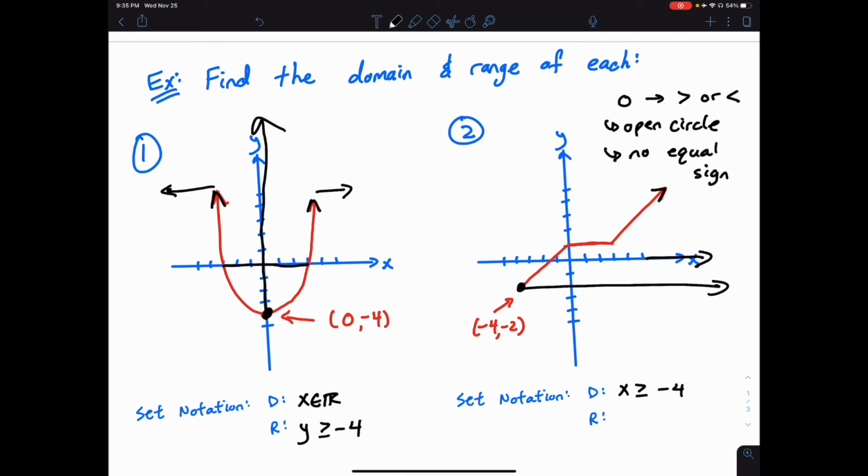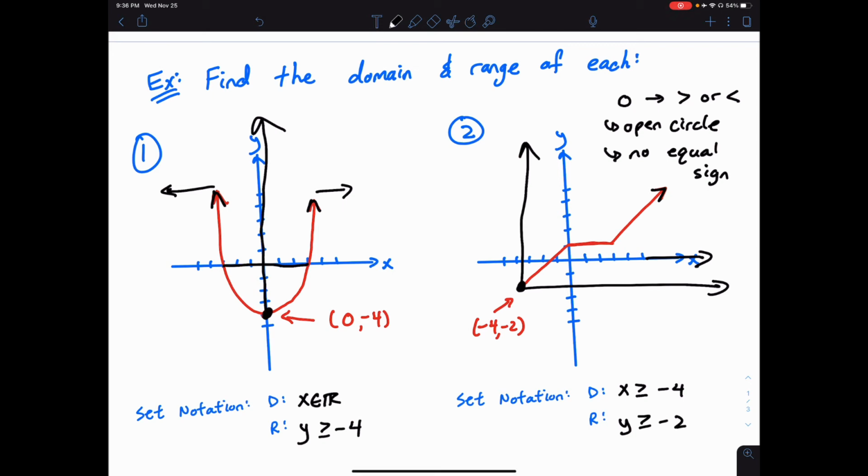And then for the range, again, the starting point is our lowest point, where the y value is -2, and we see that the arrow goes to the right and upwards, so it keeps going up, up, up. So that means our values just keep going upwards. So we have that y is greater than or equal to -2.